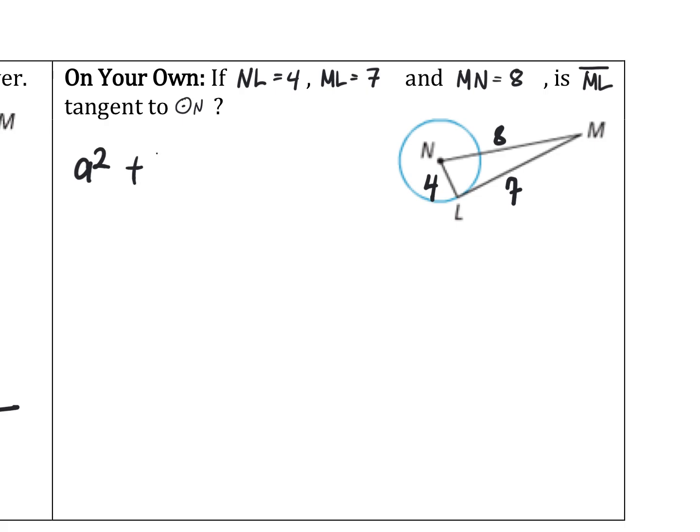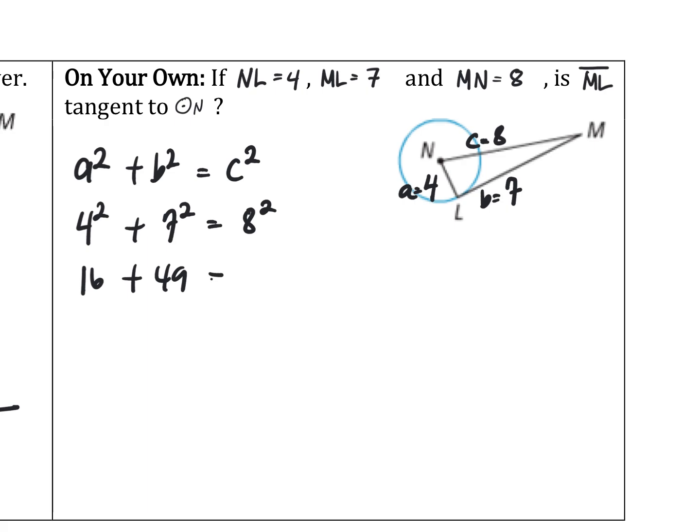Okay, remember our Pythagorean theorem in here. We have labeled here already. This is going to be our A, this is going to be our B, and this is going to be our C. So putting in our values, 7 squared is equal to 8 squared. This is going to be 16 plus 49, is it equal to 64? Now let's see, 16 plus 49 is going to give you 65, which is not equal to 64. Therefore, we can conclude that no, it's not tangent.